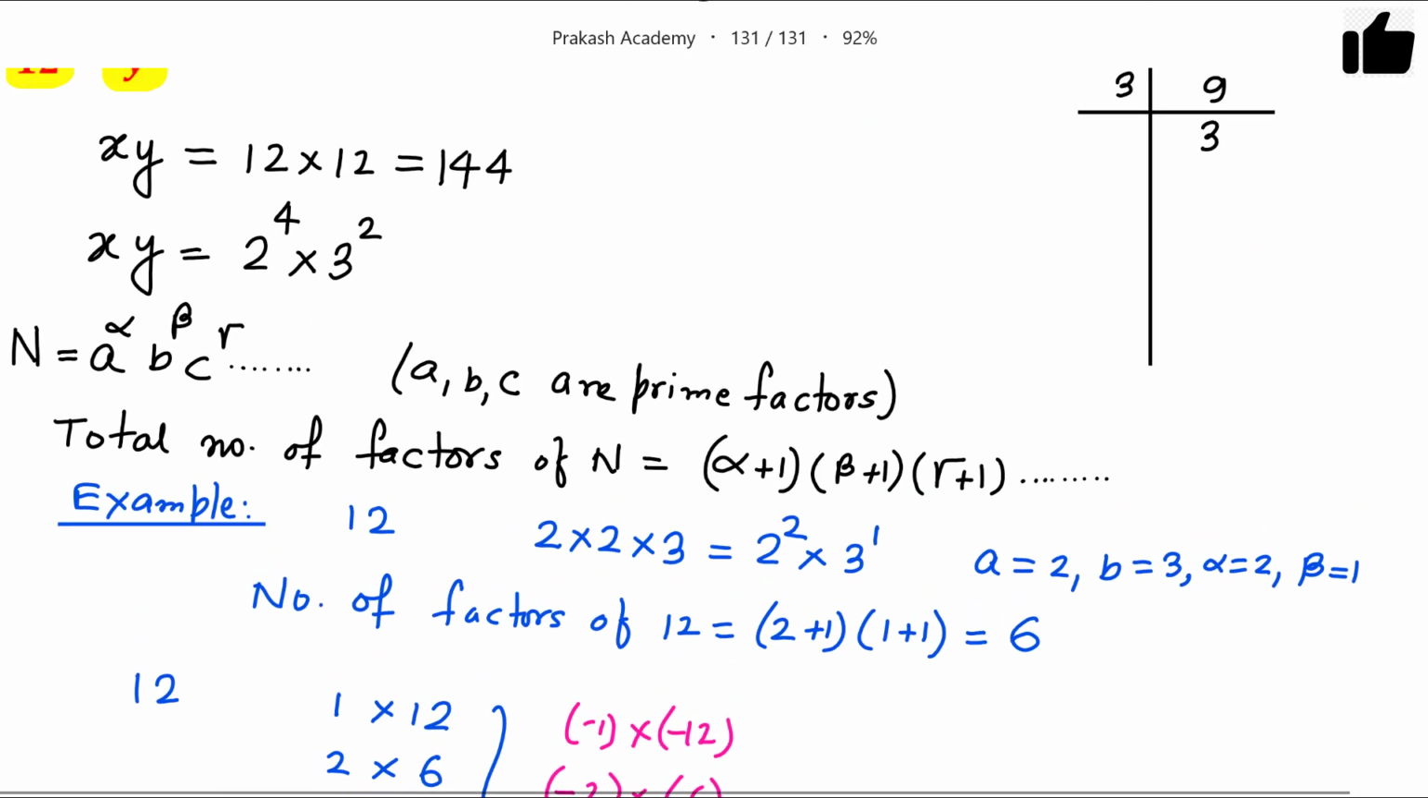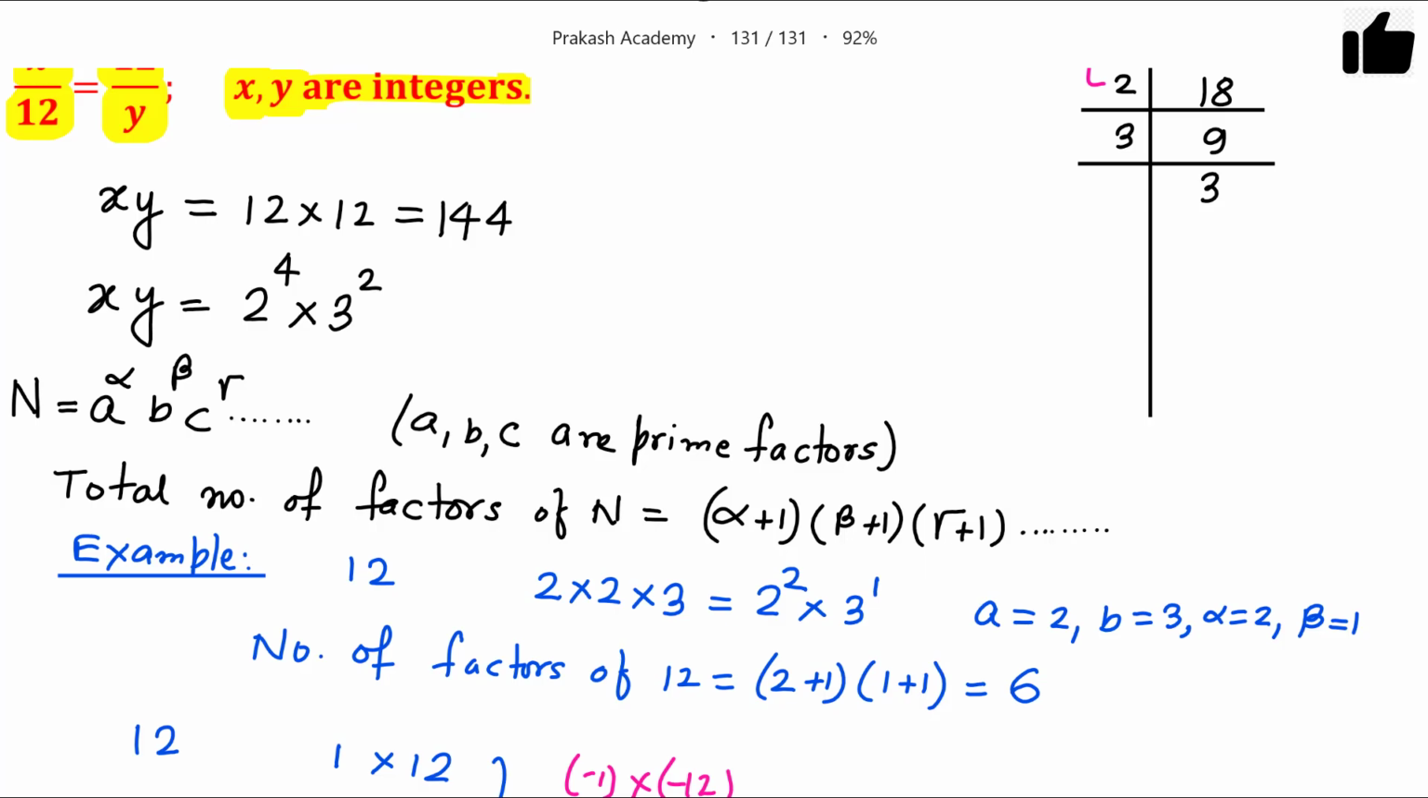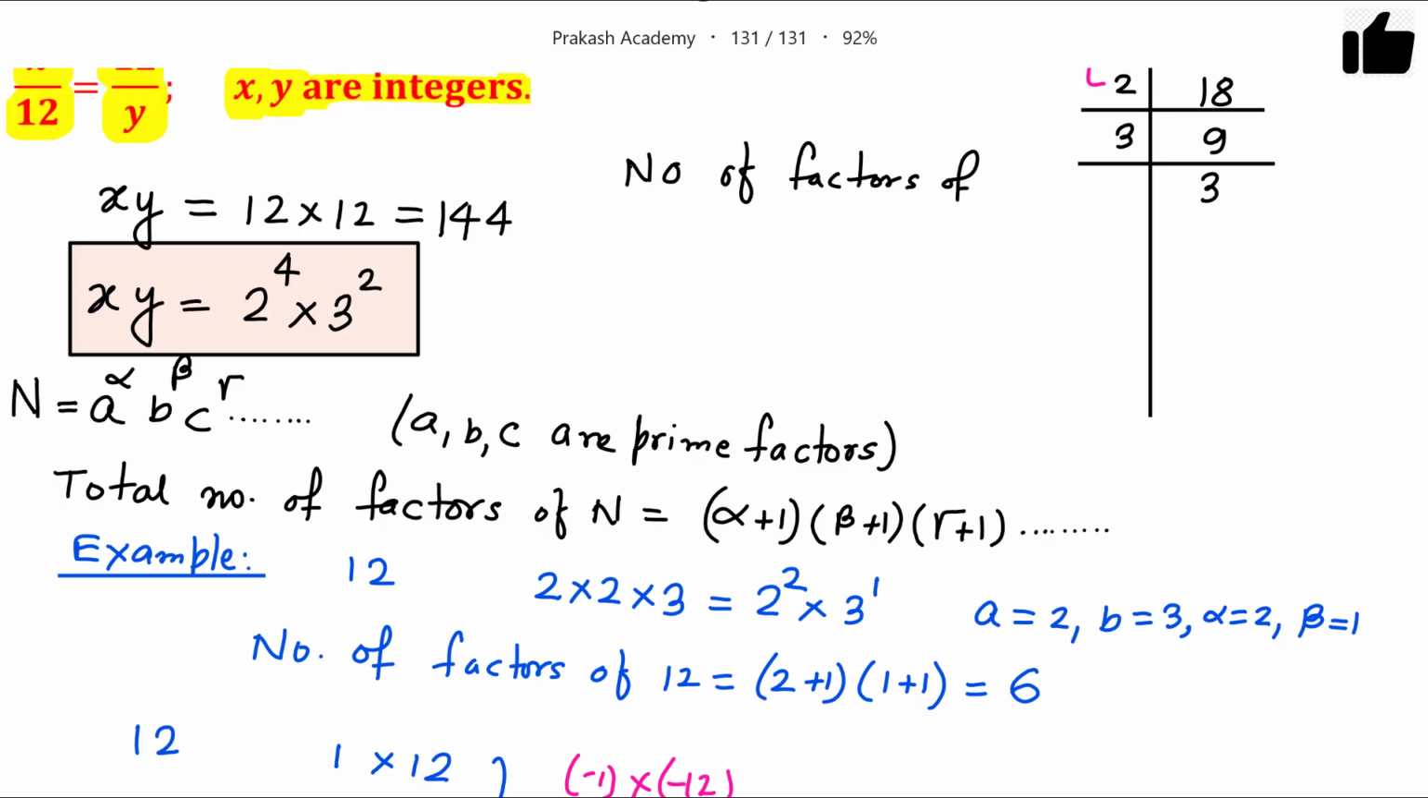Now let us come to our problem. We have to find the number of factors of xy, and xy can be written as 2 raised to the power 4 times 3 raised to the power 2. Using the same concept that we just discussed, the number of factors of xy will be alpha plus 1, and in this case alpha is 4 and beta is 2. So you will have 4 plus 1 multiplied by 2 plus 1, that is 5 times 3, that is 15 factors.